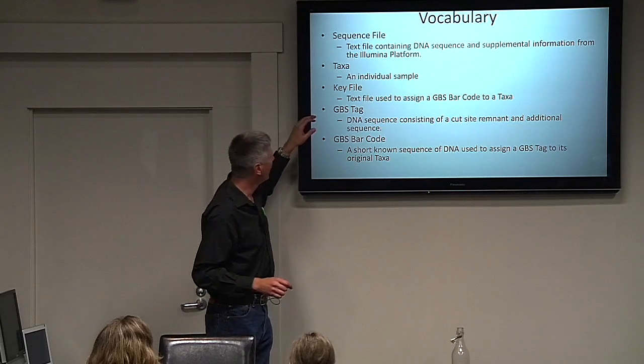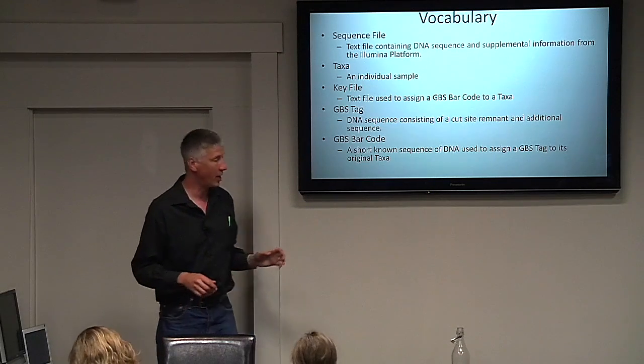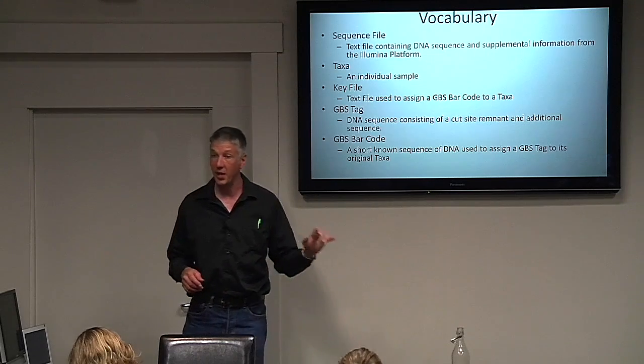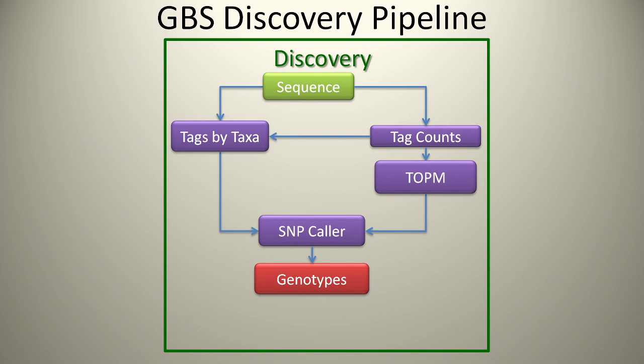And then a GBS tag is a DNA sequence which consists of a cut site remnant from where the enzyme cut, right? And additional sequence. And we'll see more about that in a minute. And then a GBS barcode is just a short known sequence of DNA used to assign the GBS tag to its original taxa. Okay. This is just a schematic of the discovery pipeline.